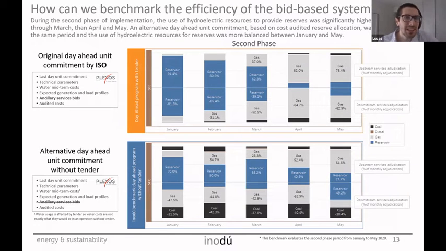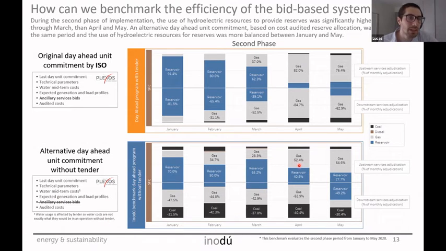To analyze the ancillary services standard, we ran a benchmark which compared the actual day-ahead program made by the ISO with the ancillary services standard, with an alternative day-ahead program made by inodú without the bids of the tender, as the ISO used to do in their model of the day-ahead program before the tender's definition. The day-ahead model by the ISO has a series of inputs, including the bid prices. If we take away those bid prices, we can model the program as the ISO used to do it before the tender.